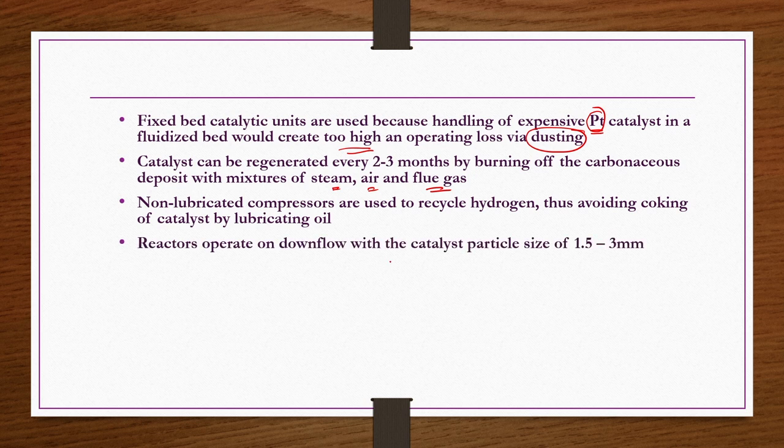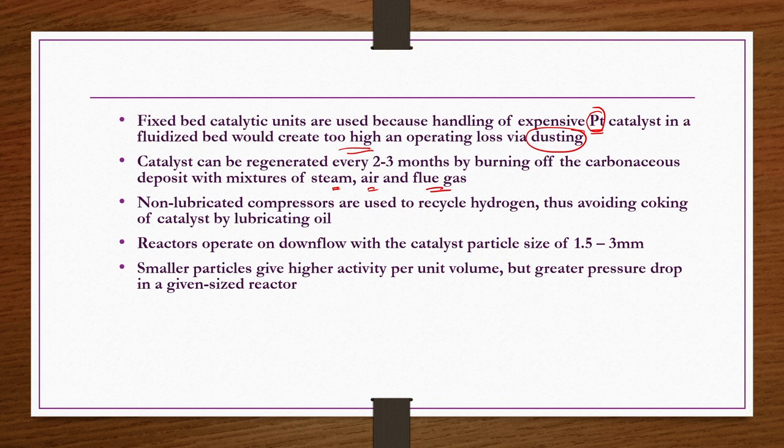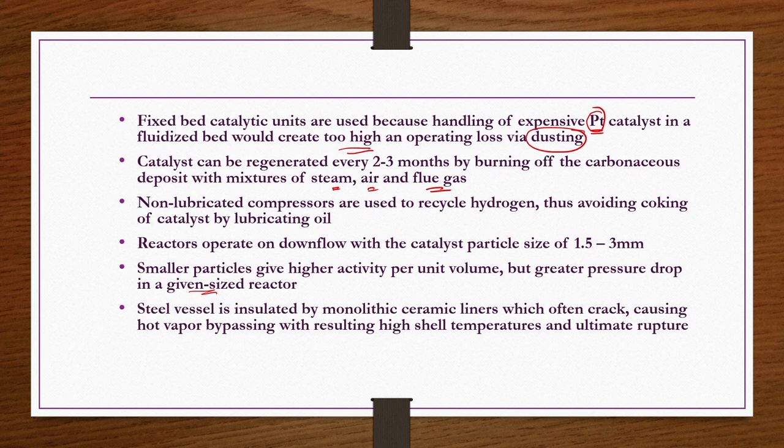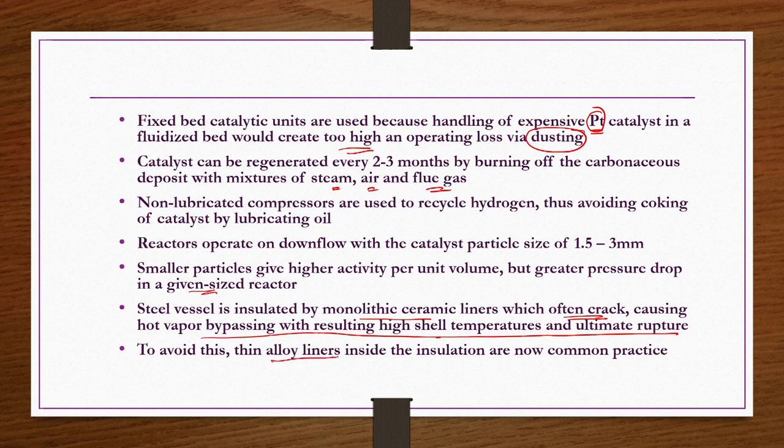Reactors operate on downflow with the catalyst particle size of 1.5 to 3 mm. Smaller particles give higher activity per unit volume, but greater pressure drop in a given size reactor, that is one problem. Steel vessel is insulated by monolithic ceramic liners, which often crack, causing hot vapor bypassing with resulting high shell temperatures and ultimate rupture. So in order to avoid this, thin alloy liners inside the insulation are now a very common practice. Okay, this is about reforming of naphtha to get reformates.